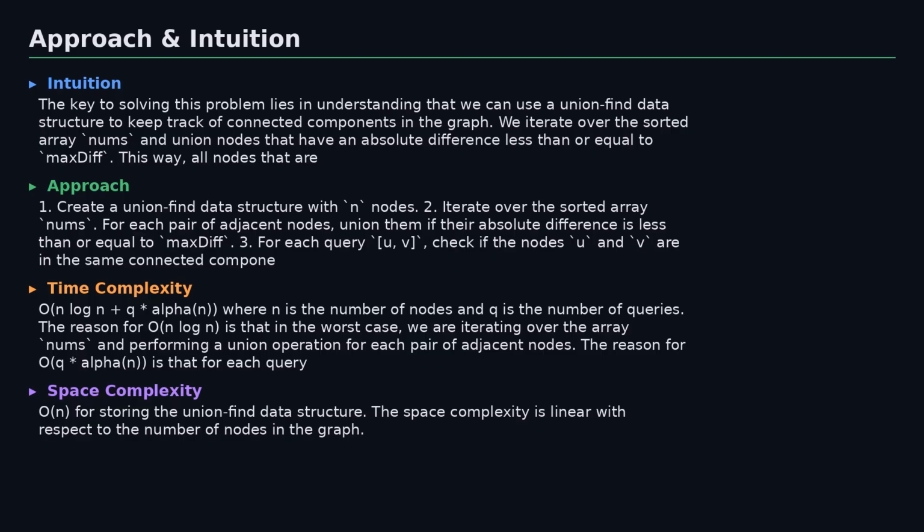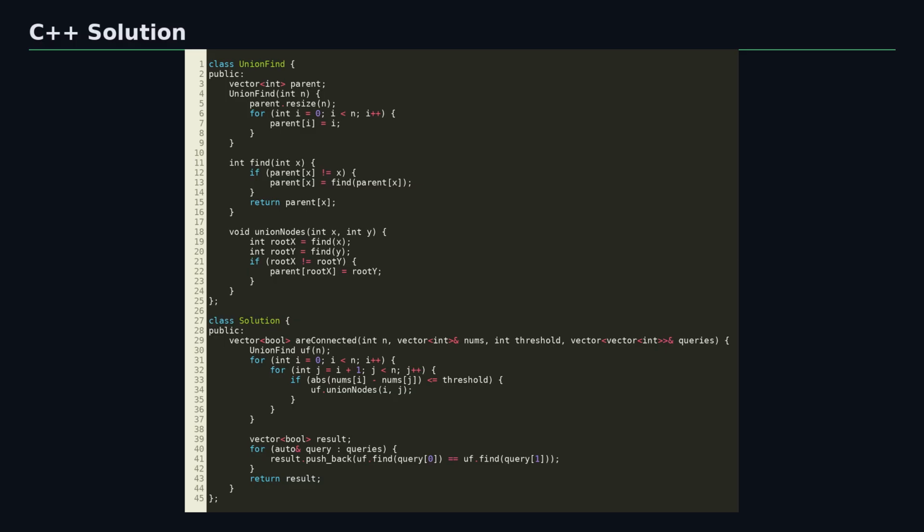Now, let's take a look at the code. We start by defining a union-find class that has a parent vector. In the constructor, we initialize the parent vector with n nodes. And each node is its own parent. Then we have the find function, which finds the root of a node. If the node is not its own parent, we recursively call the find function on its parent. And we do this until we find the root.